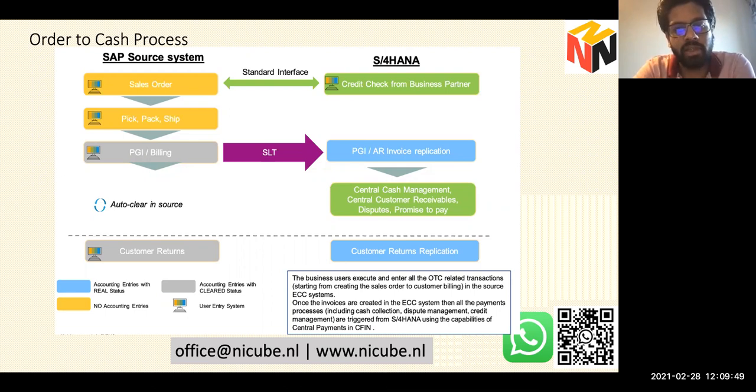So now you can imagine you are running this process for 10 ECC systems in 10 different ways. Different people are working with different process gaps, process maps. Now you can centralize and you can standardize your processes.